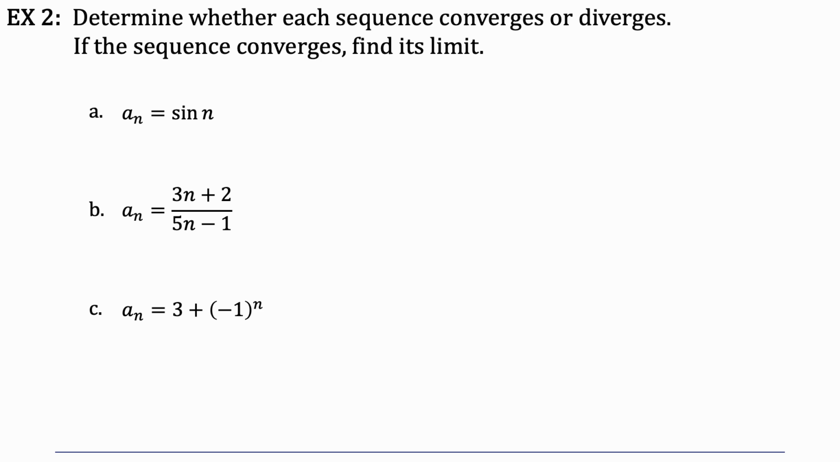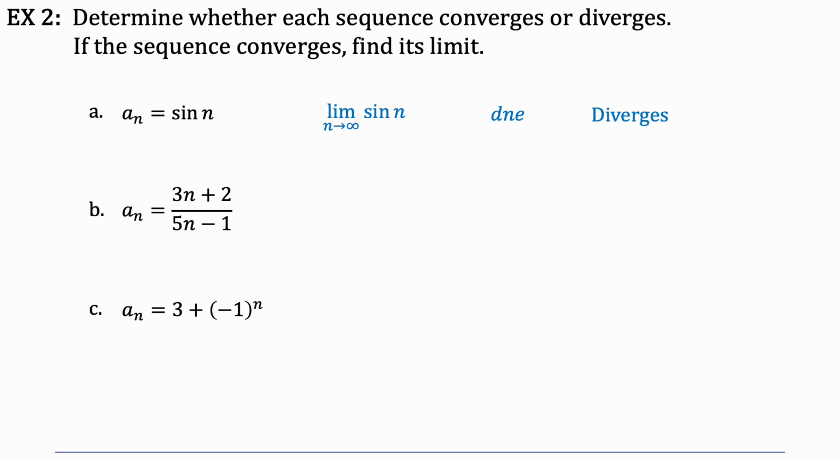Let's look at a few more. These are not geometric sequences. A sub n equals sine of n. So as n gets bigger and bigger, what happens to the sine function? Well, it just oscillates up and down and up and down. There is no limit, so this is a divergent sequence.